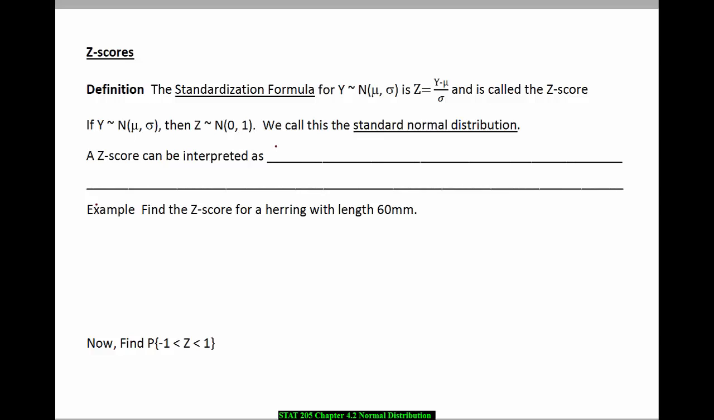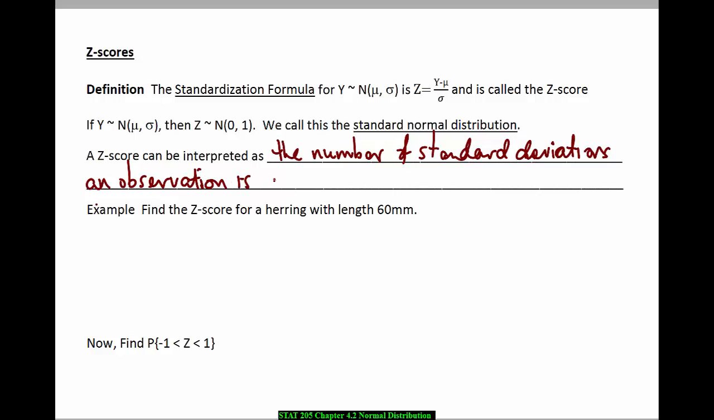It is the number of standard deviations an observation is above or below the mean. A positive z-score means that the observation is that many standard deviations above the mean, and a negative z-score is the number of standard deviations the observation is below the mean.